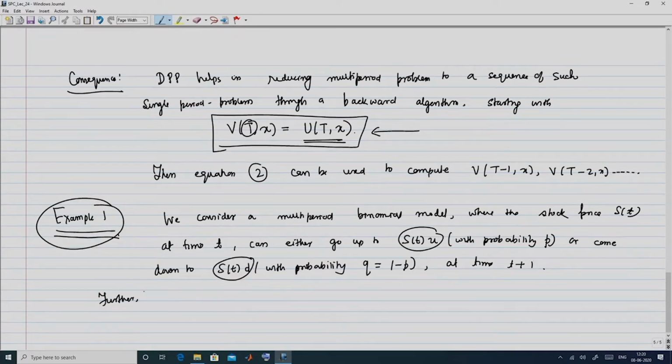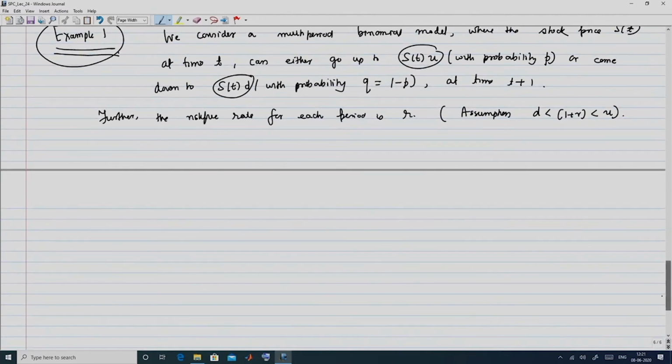Further, the risk free rate for each period is r. I am taking an identical risk free rate for each period. Obviously, you recall that the assumption is that in order to avoid any sort of riskless profit, it is going to be d less than 1 plus r less than u. Now that we have the entire framework ready, we have to specify what is going to be the utility function.